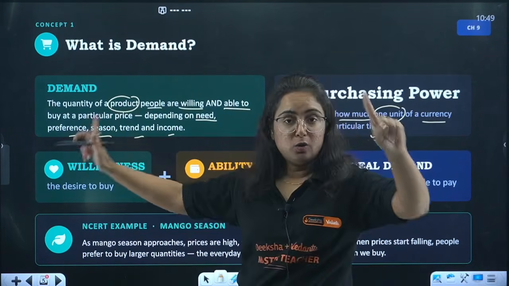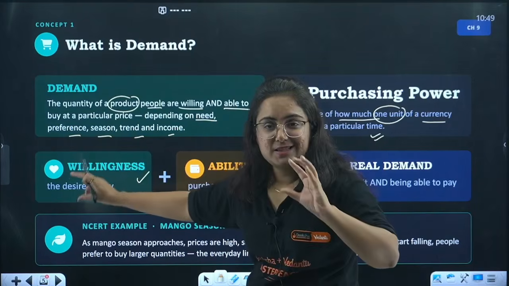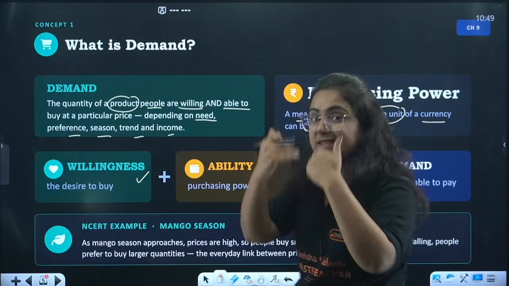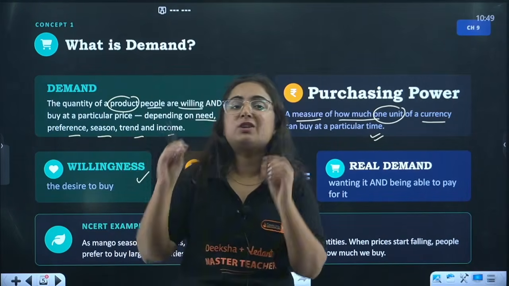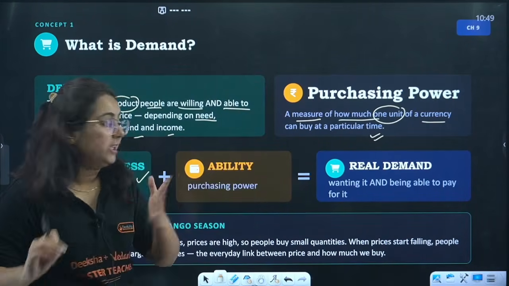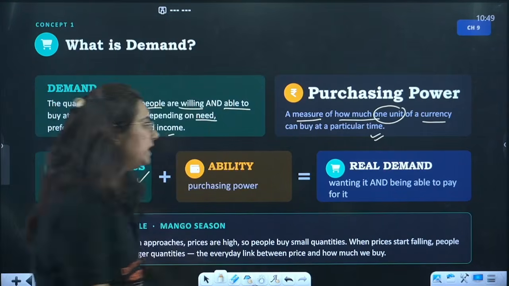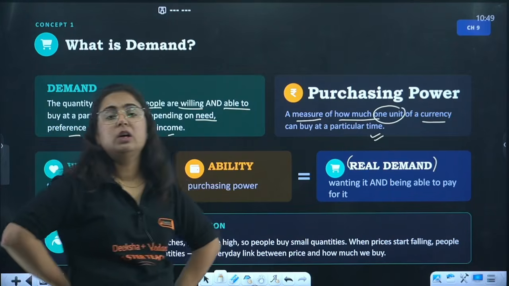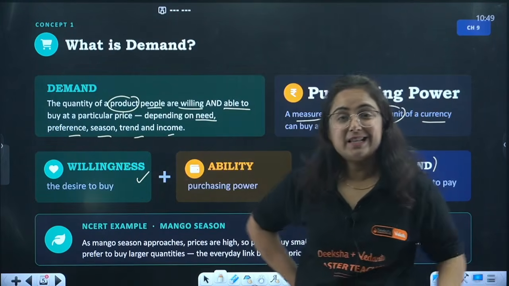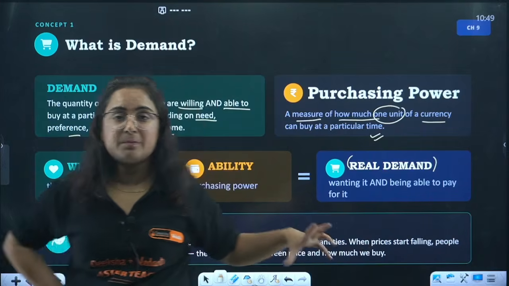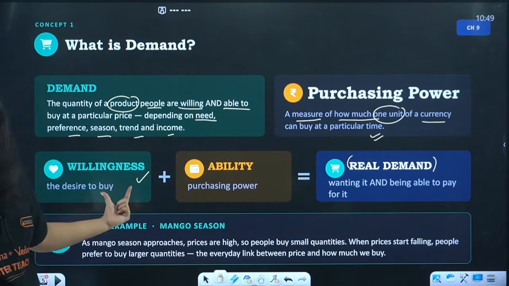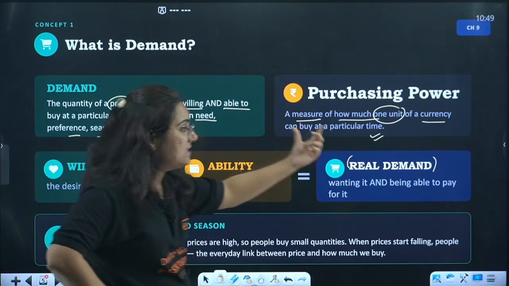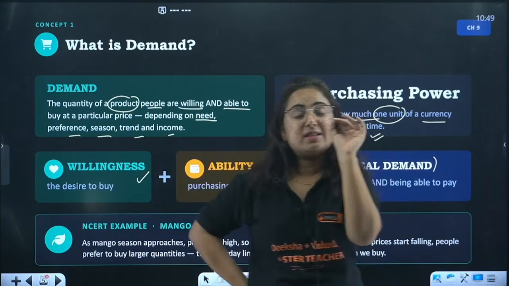So demand depends upon two factors: willingness, that means desire to buy a product, as well as ability, that means purchasing power. Do you have that much money in your pocket that you can buy a product? That is the real demand in the market. As I was just telling you, the demand for that popular sipper of Gen Zs increased. People were willing to buy that product and even able to buy it, and hence the demand for it increased in the market.